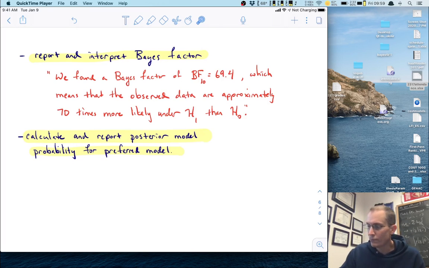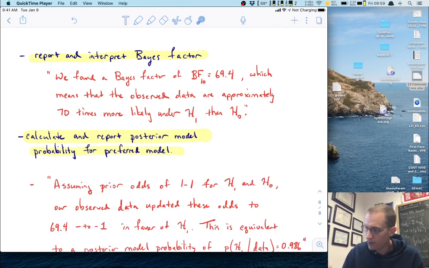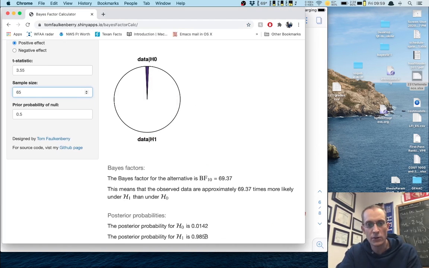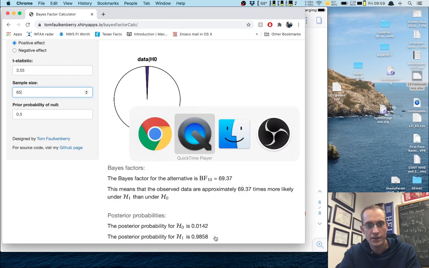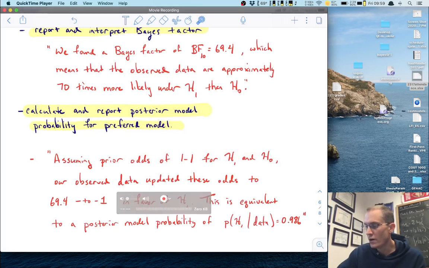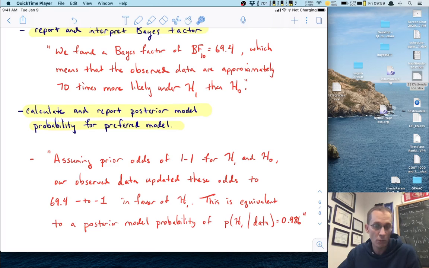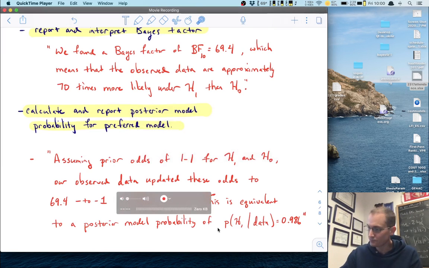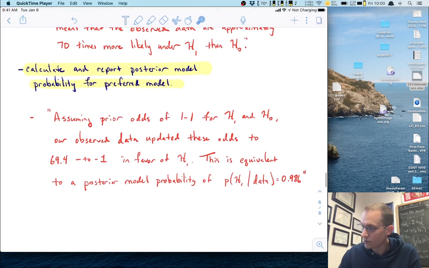And next, we might want to calculate and report these posterior model probabilities. So that we got from the output below the Bayes factor. This was down here. And so I'm going to report the posterior model probability for this winning model H1. And I might say, assuming prior odds of 1-to-1 for H1 and H0, which is what we did here, our observed data updated these odds to 69.4-to-1 in favor of H1. So that is that updating interpretation. And then that is equivalent to a posterior model probability of 0.986. And again, just remember the 0.986 comes directly from this output on the Shiny app. Okay, and let's see. That's all that I might want to write there.